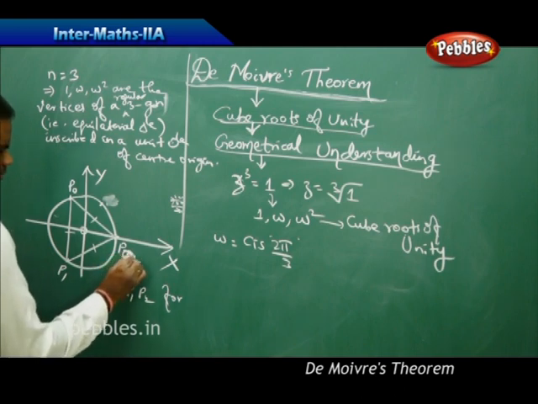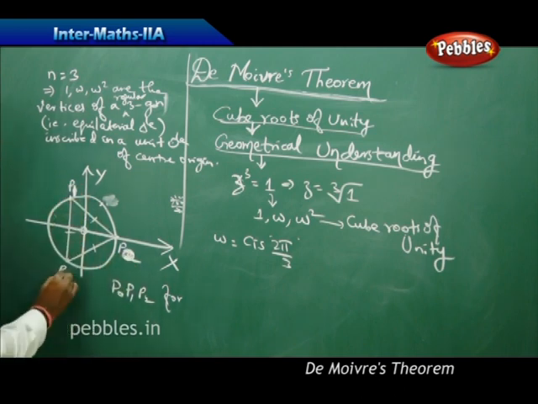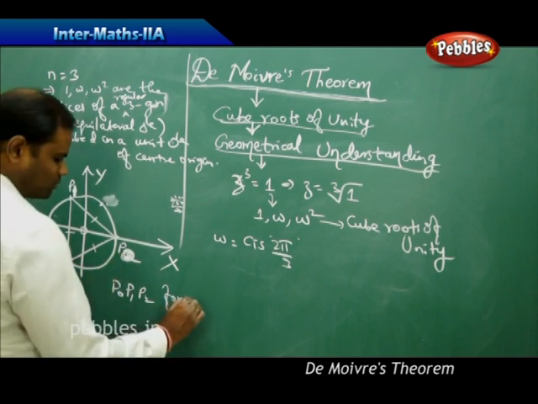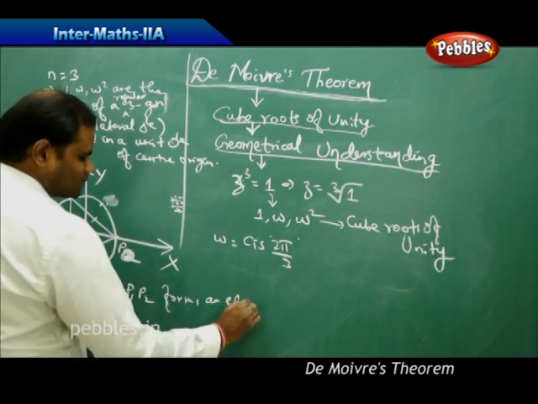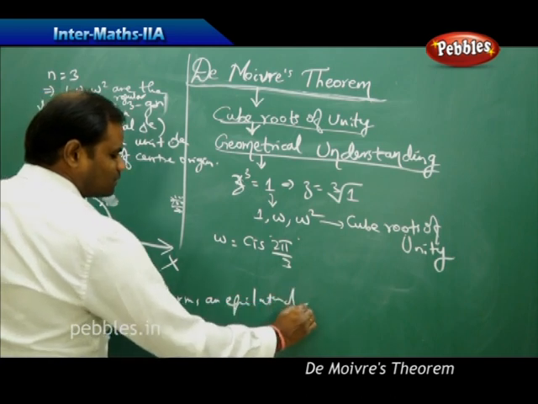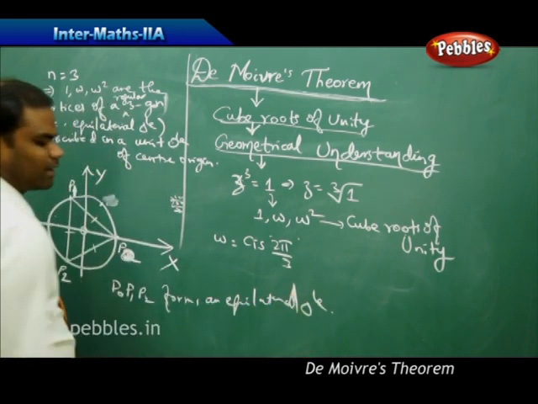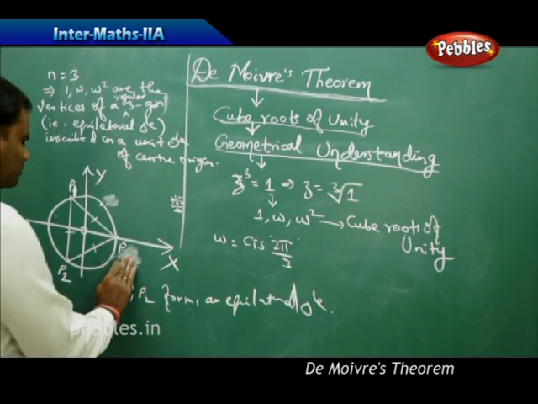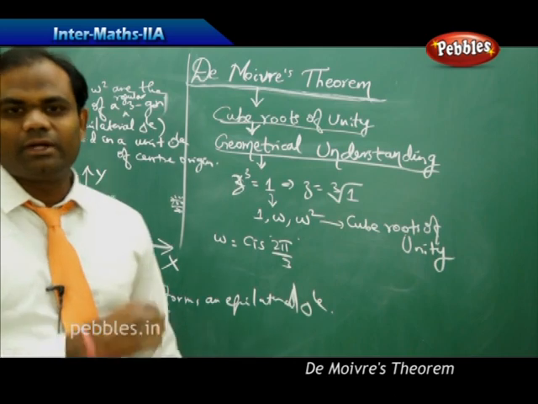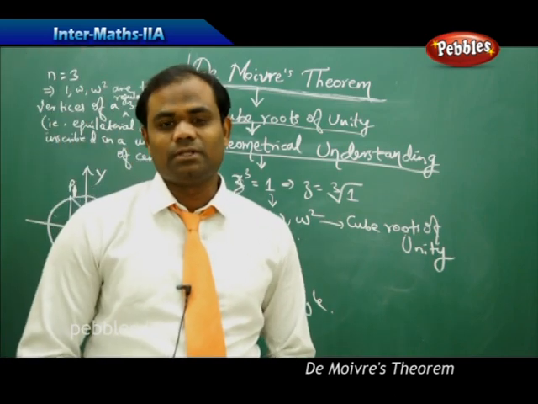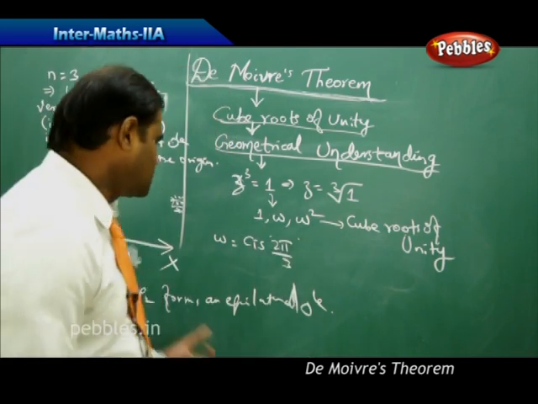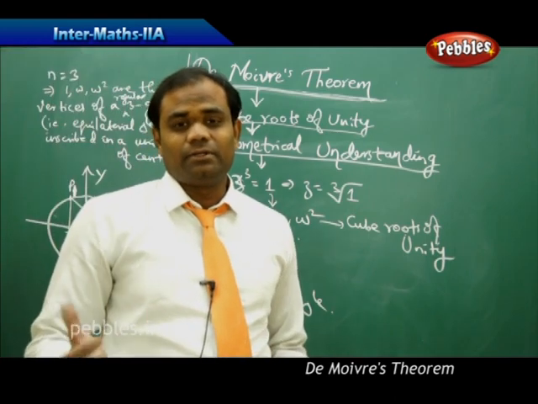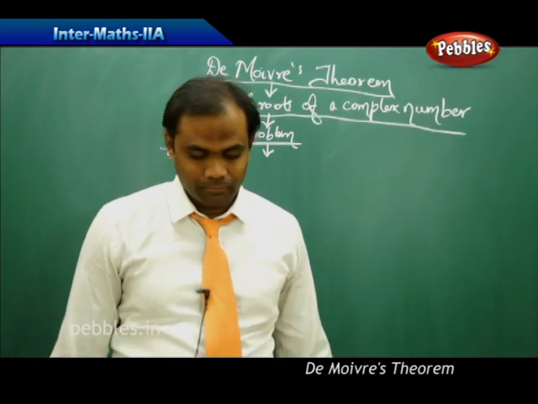This is P0, this is P1, and this is P2, is how we get P0, P1, P2 forms an equilateral triangle. So therefore P0, P1 and P2 form an equilateral triangle inscribed in a unit circle with center origin. So cube roots of unity are connected with an equilateral triangle.